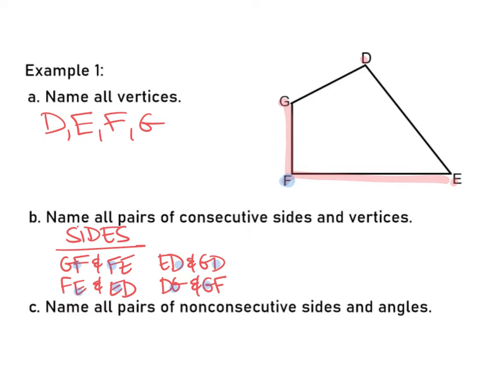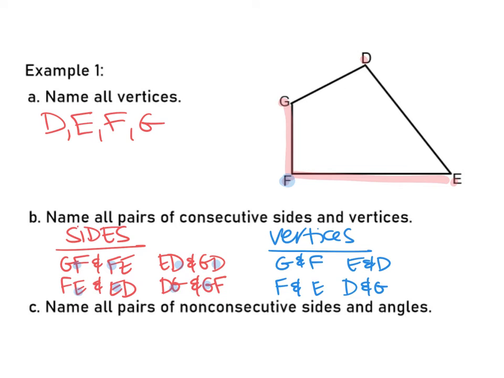All right, if I'm looking at vertices, consecutive would be G and F. They're next to each other. We could have F and E. They're next to each other. We could have E and D. They're next to each other. And then we could have D and G. All right, so again, consecutive, you just want to think next to.